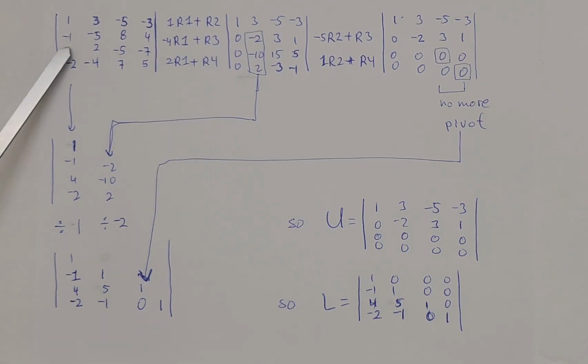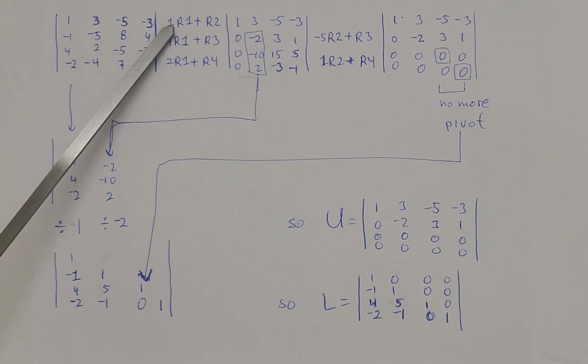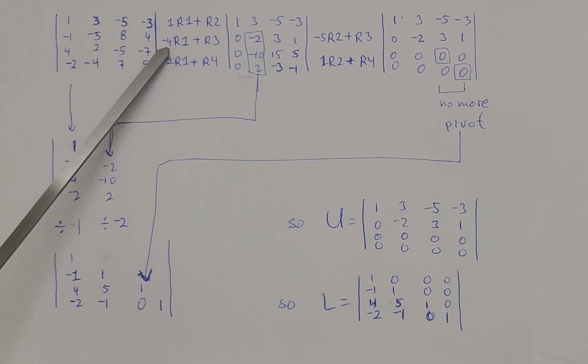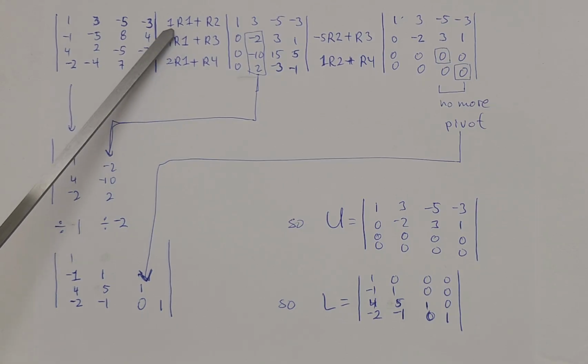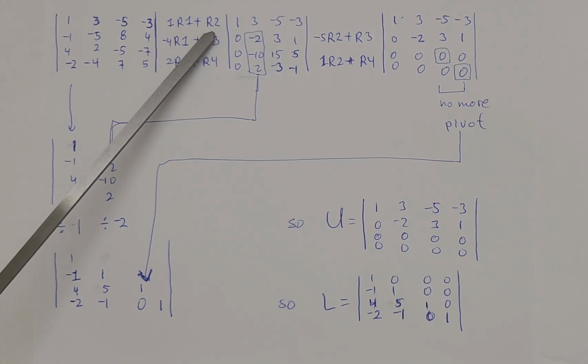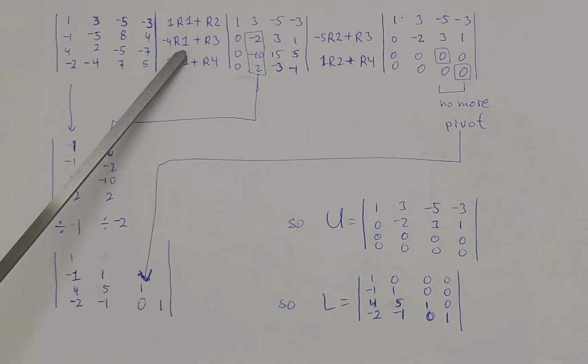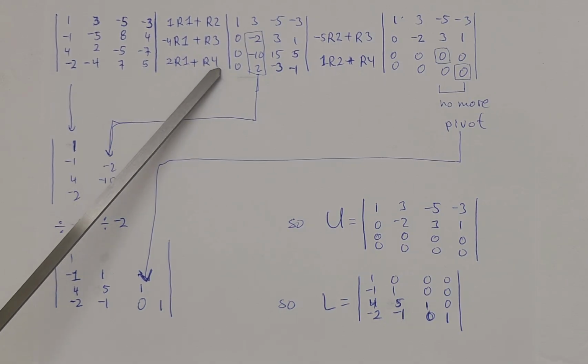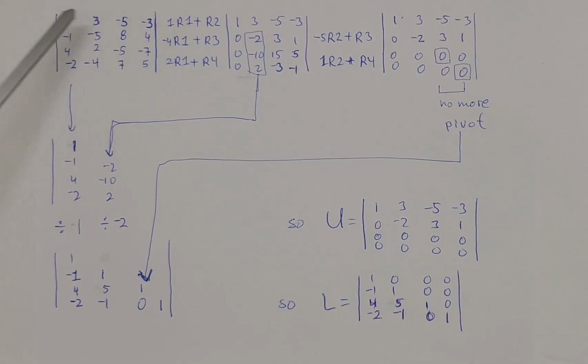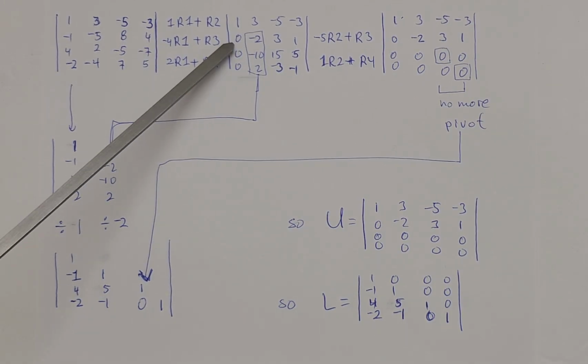So opposite of -1, +1. Opposite of 4, -4. Opposite of -2, +2. So 1 times R1 plus R2, 4 times R1 plus R3, 2 times R1 plus R4. Okay, so 1 times 1 gives me +1, subtract 1 gives me this 0.